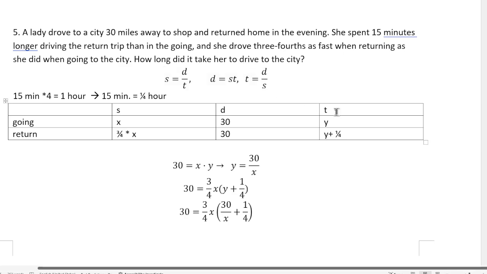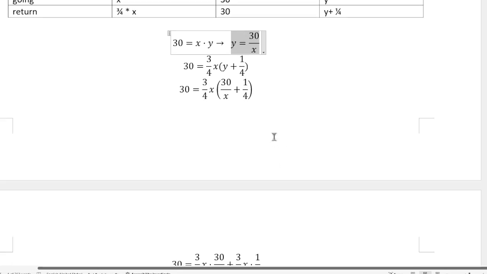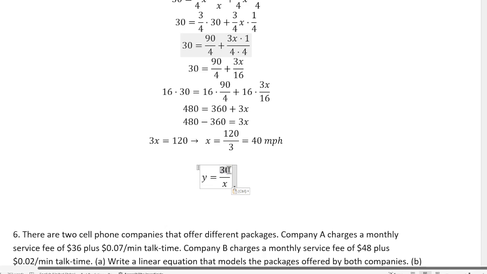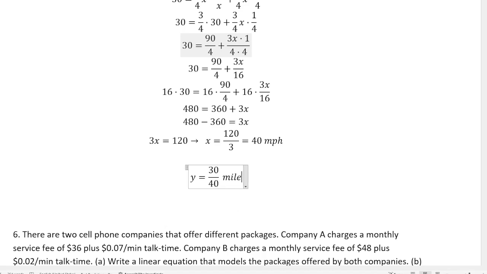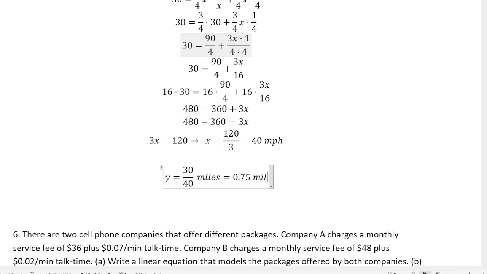and the question is this y. Y is the question. How long did it take to drive to the city? So it's the going one. So let's solve this by computing y, and you get the y by using this one. So you have 30, y is 30 over 40. So this is, because it's distance, this is in miles. And if you simplify this, this is 0.75 miles, or 3/4 of a mile.